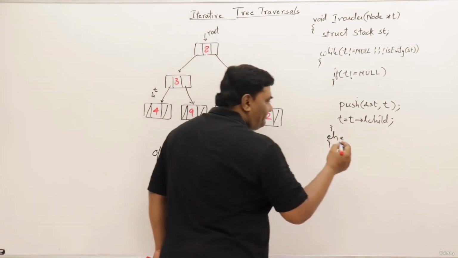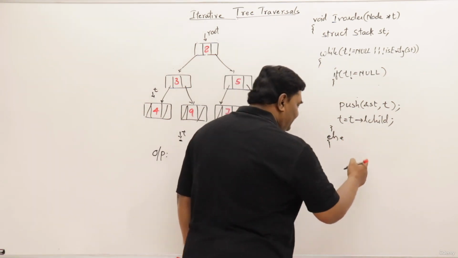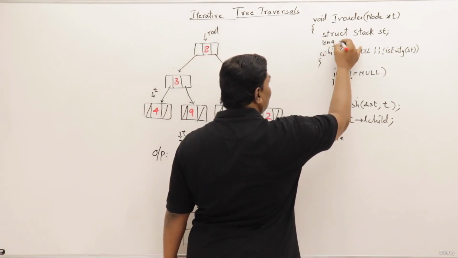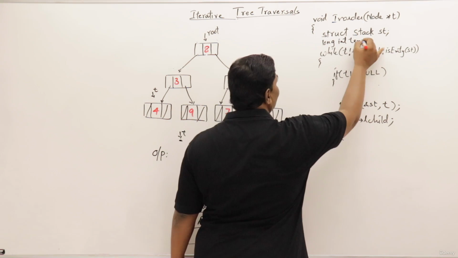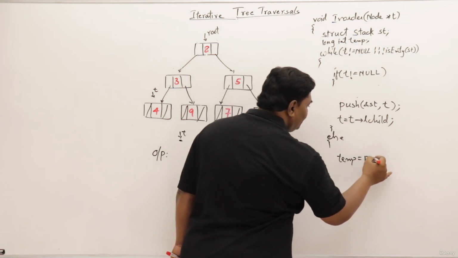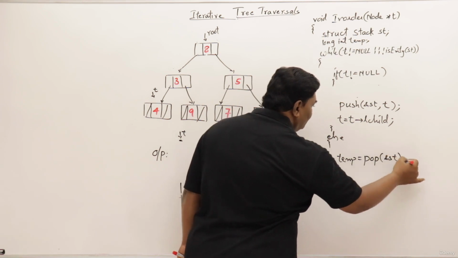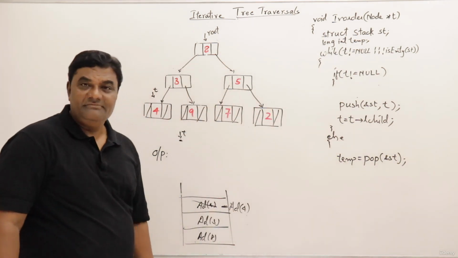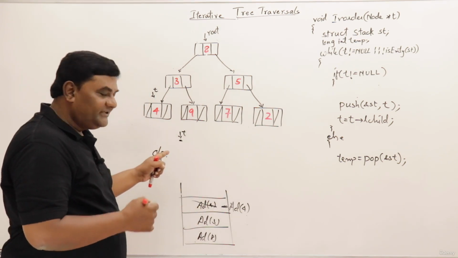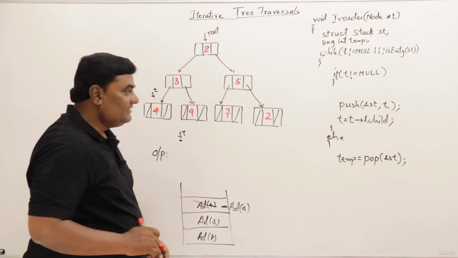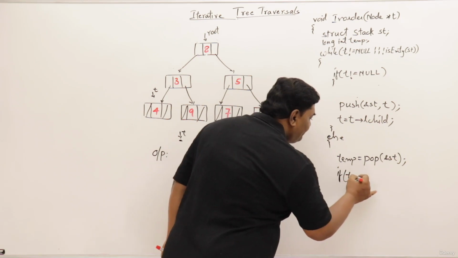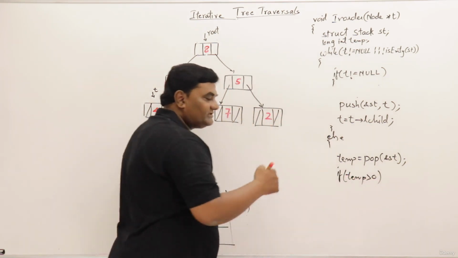I am writing the code. Pop out an address from the stack. As I said, the stack will be of integer type. So I will take one long integer, a temporary value, temp. So I will pop out a value from the stack, pop st, and get an integer value in the temporary variable. Now check whether it is positive or negative. If it is positive, we have to push again and go to right child. If it is negative, we should print. So first check if temp is greater than 0, meaning positive.